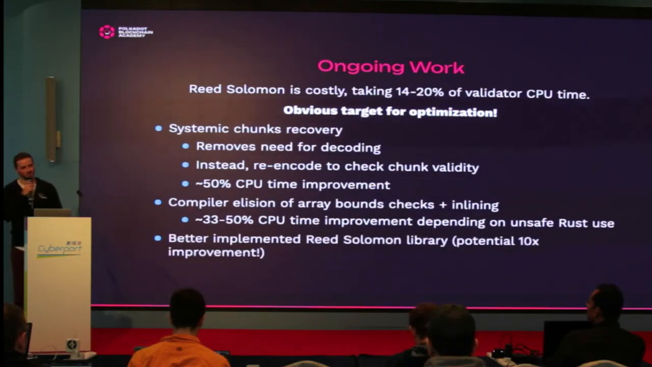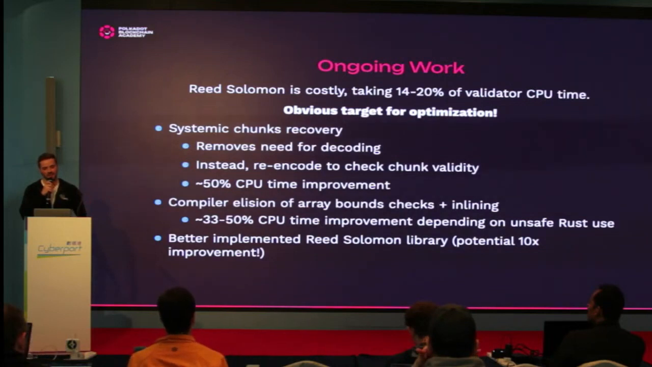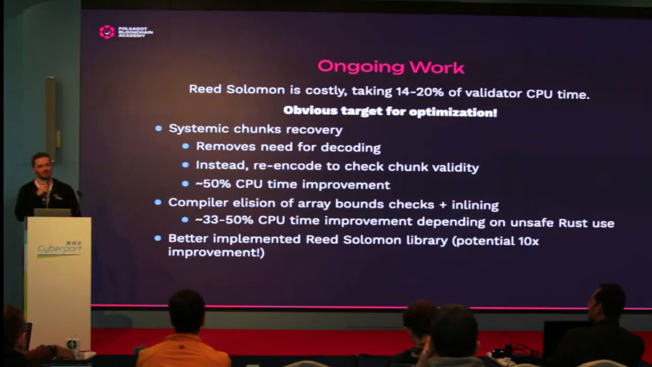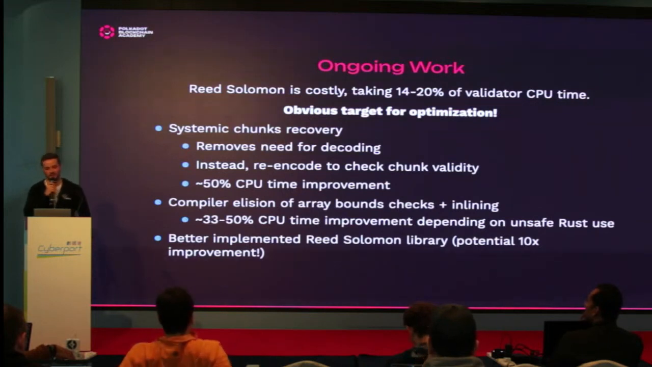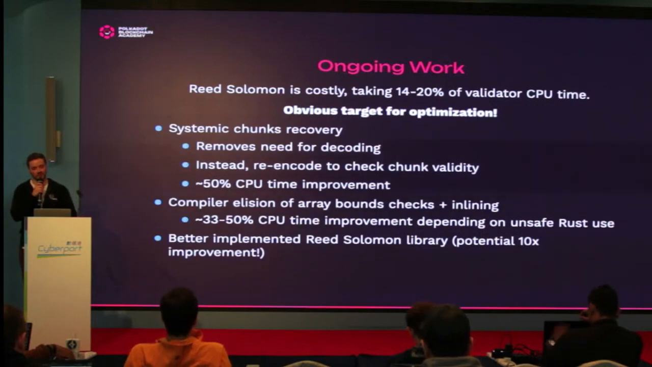And finally, there's a really exciting potential improvement. There's a Reed-Solomon library that is better implemented in ways we know not, but it is 10 times faster than the one we are using. So if we can get a hold of that, apparently it's patented, but I don't know. If we can convince patent holders to let us use it or something like that, then again, that's a huge improvement in this Reed-Solomon encoding process.